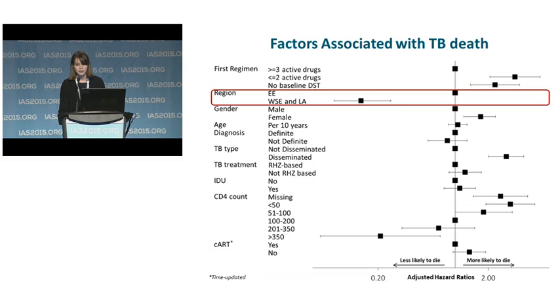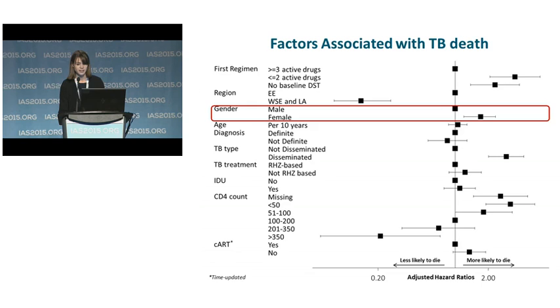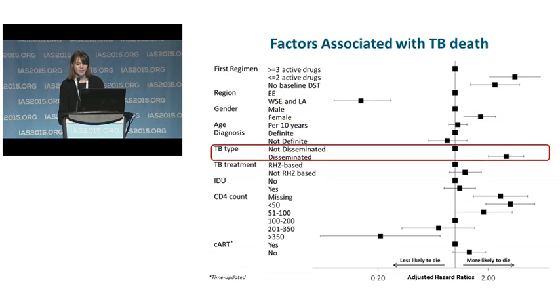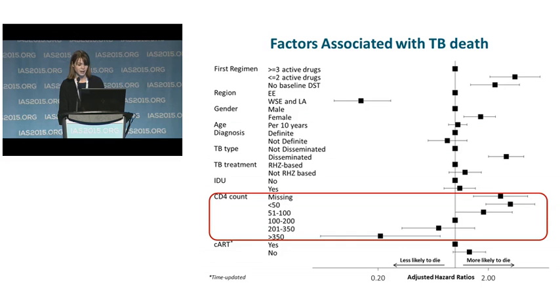Interestingly, even after adjustment, individuals receiving care in Western and Southern Europe, as well as Latin America, were considerably less likely to die from TB, the risk of TB death being 86% lower compared to individuals in Eastern Europe. Other identified risk factors for TB death were female gender, having disseminated TB and having low baseline CD4 counts.